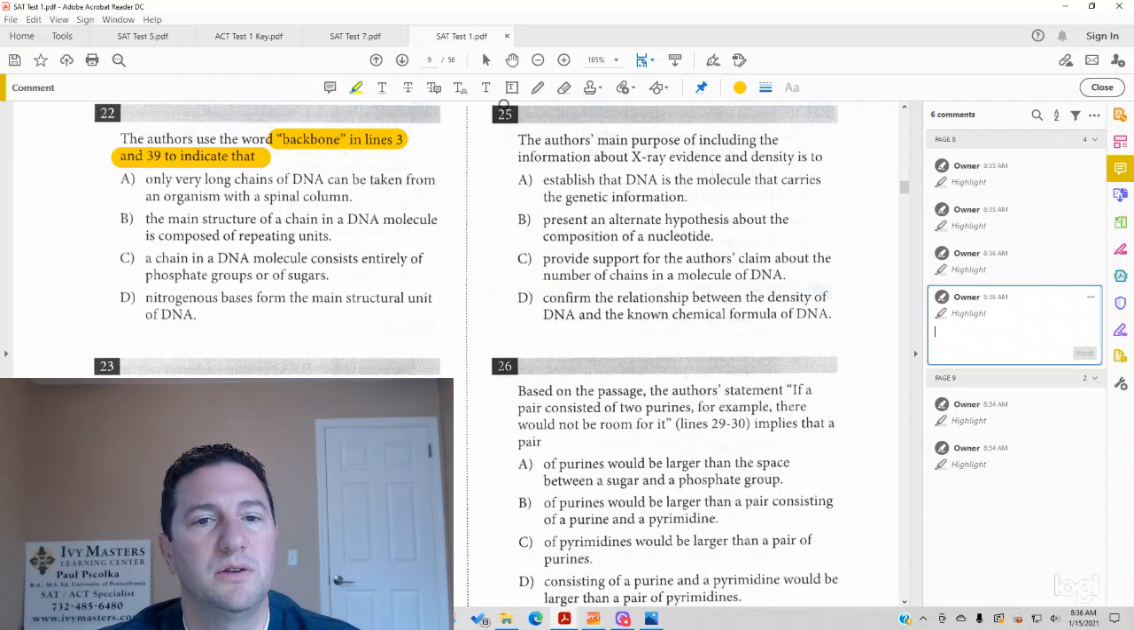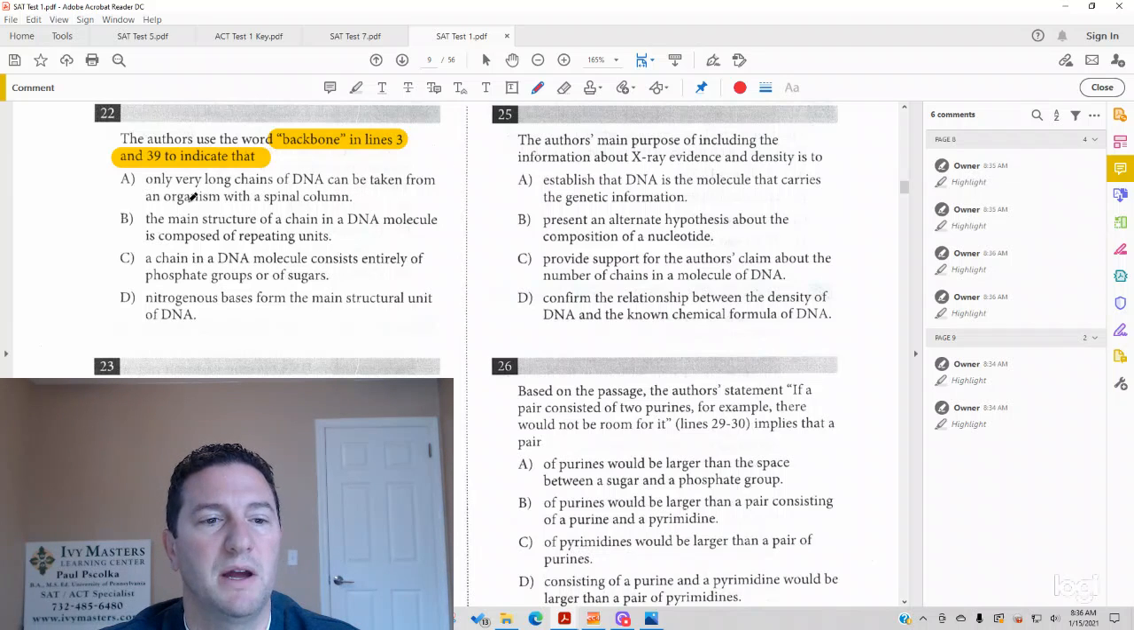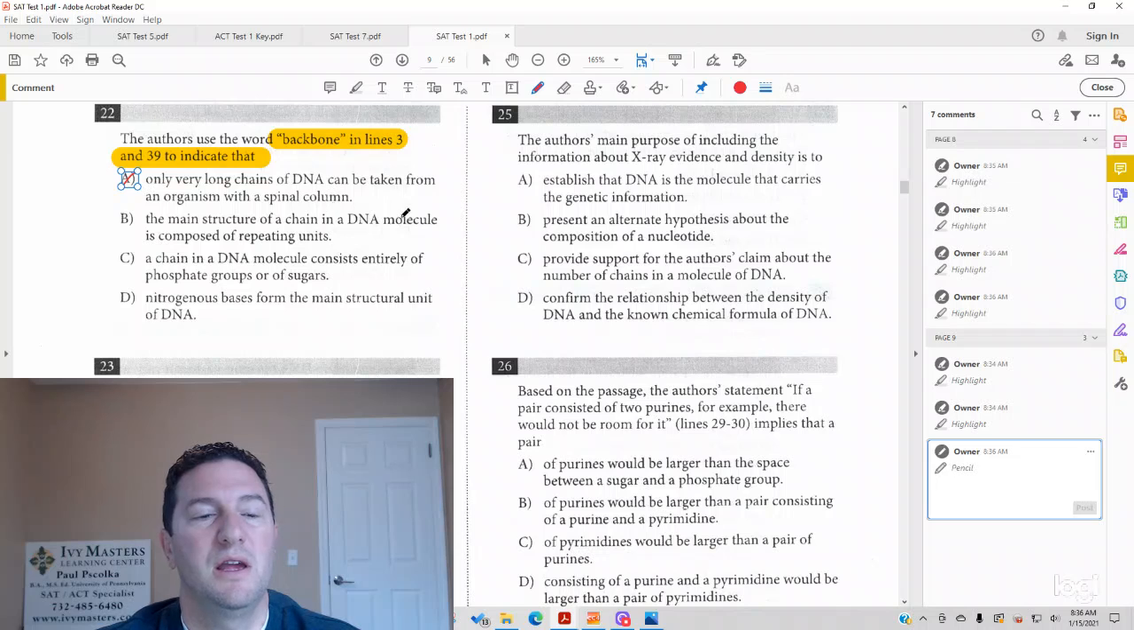For number 22, answer choice A, only very long chains of DNA can be taken from an organism with a spinal column. Well, that's a decoy answer. When students see backbone, they think that's your spine, but there's no spinal column mentioned there, and it looks like we're not talking about the scale of an organism. We're just talking about DNA, which is on a much smaller scale.